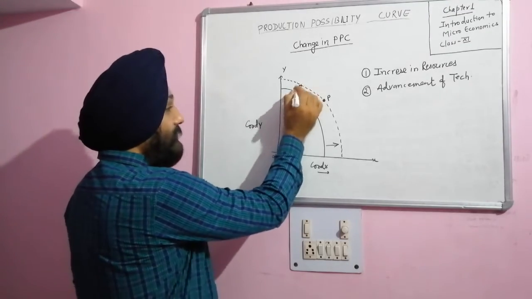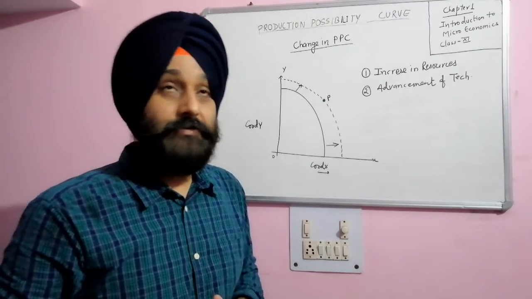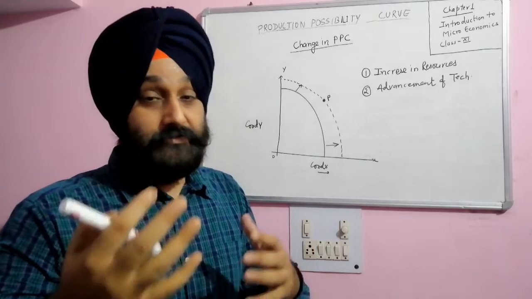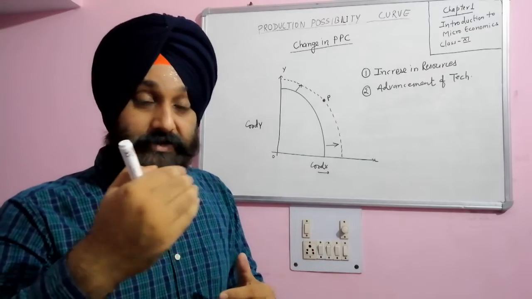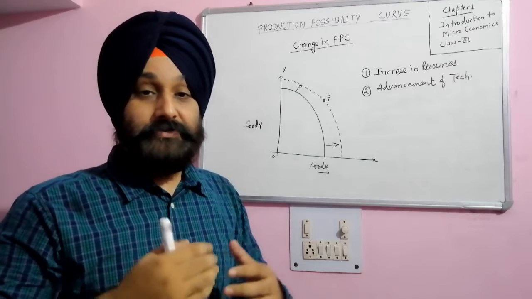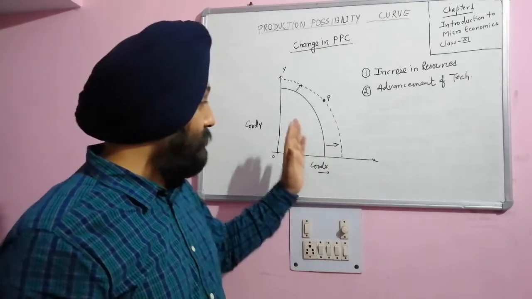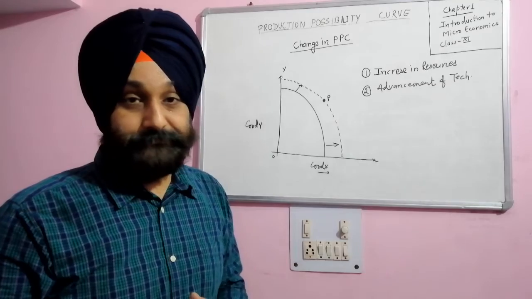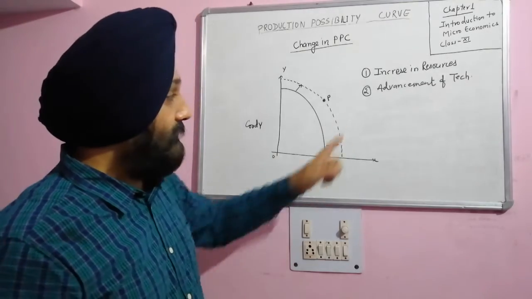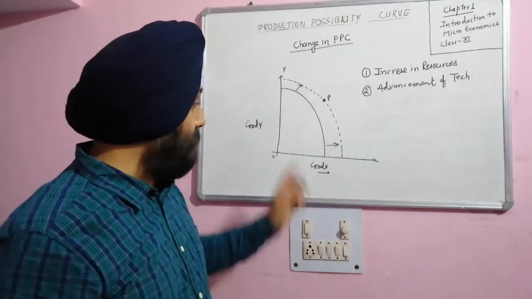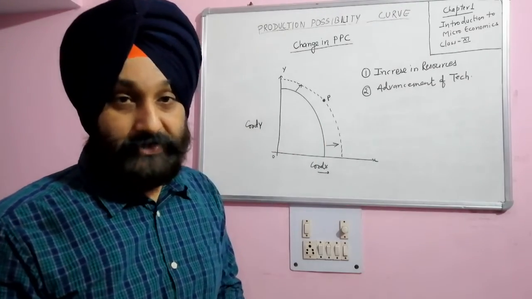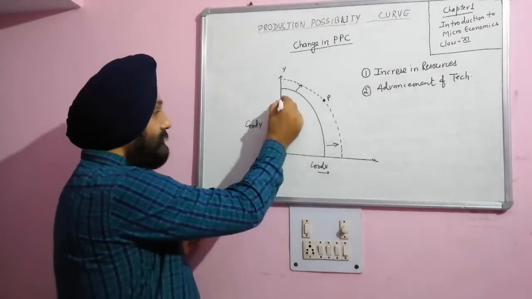An example of increase in resources: when MNCs, multinational companies, invest into India, this increases the resources of the economy, which raises the production capacity, and the production possibility curve shifts rightward. So advancement in technology and increase in resources are the two reasons which shift the production possibility curve to the rightward.